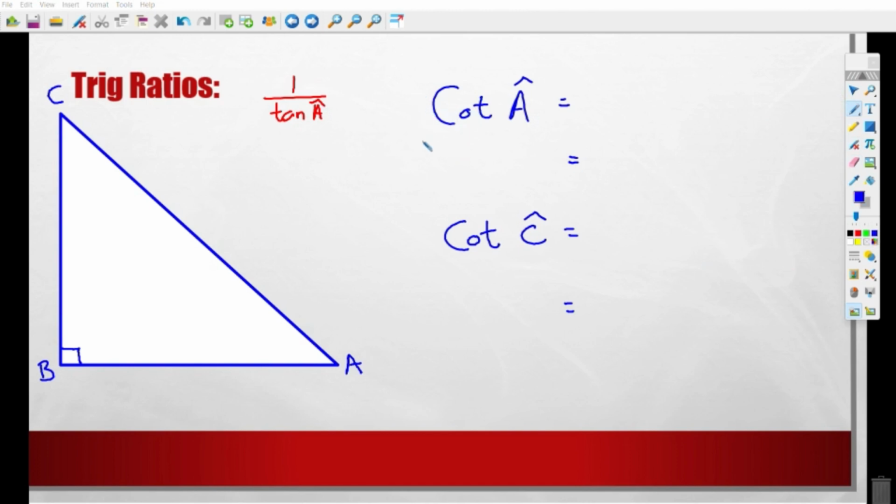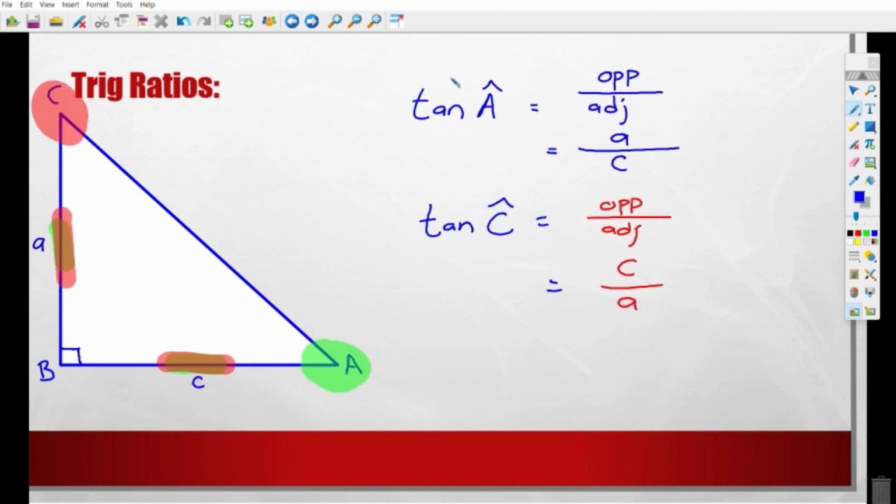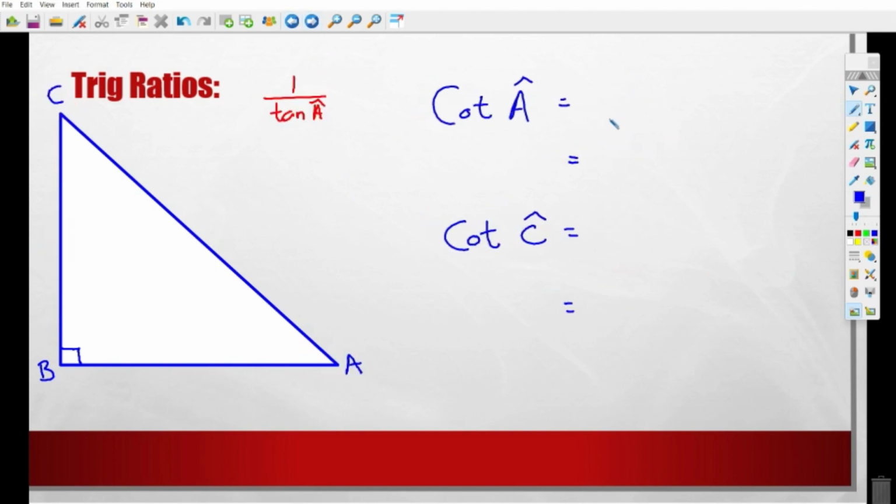Alright, so if cot is the reciprocal of tan, and tan is opposite over adjacent, what is cot? Adjacent over opposite. You guys are too smart, eh? So if I say cot of a, there's a, right? I look for the adjacent side, this one over here. I think you guys are getting it now. So adjacent is little c, and opposite a is this one over here, which is little a. So c over a.